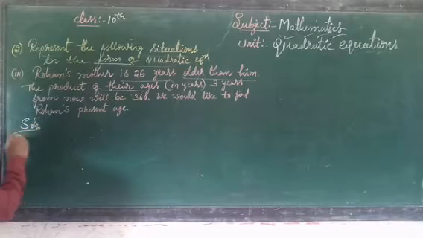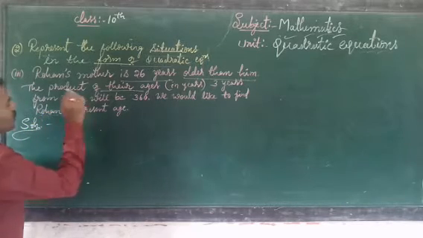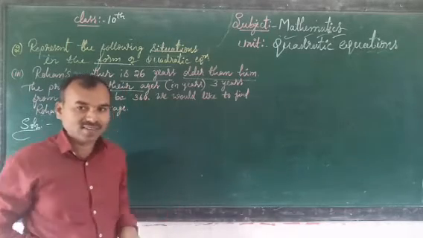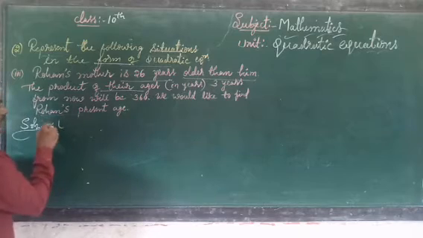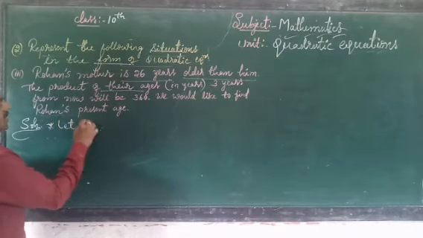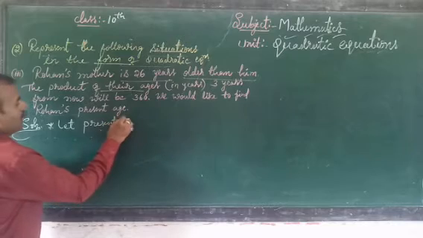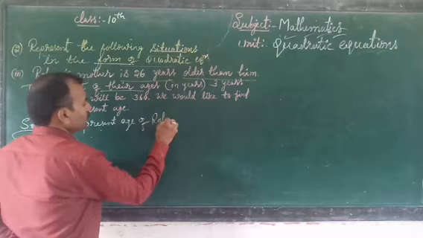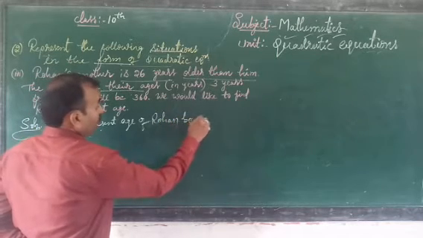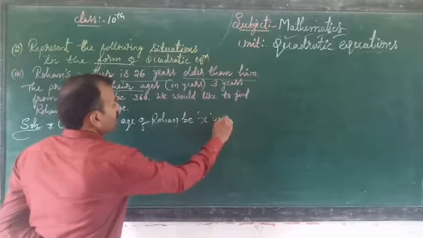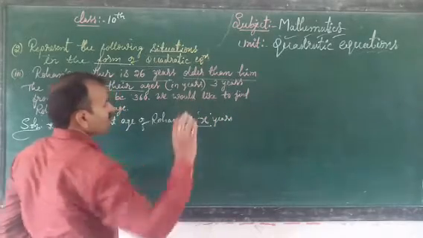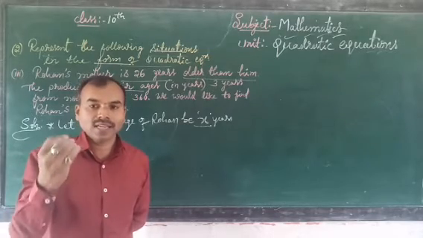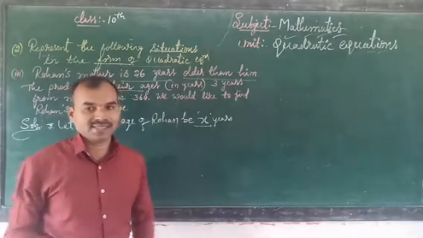Solution. We don't know Rohan's age, but the age of his mother is given relative to it. So let the present age of Rohan be x years, because we don't know Rohan's age. So let us consider the age of Rohan to be x.